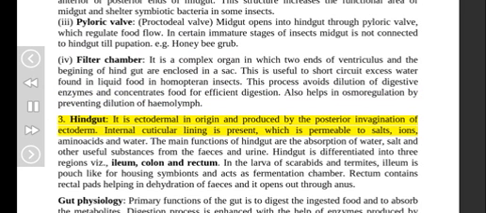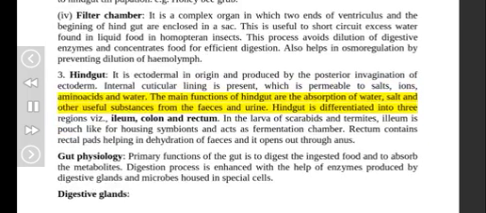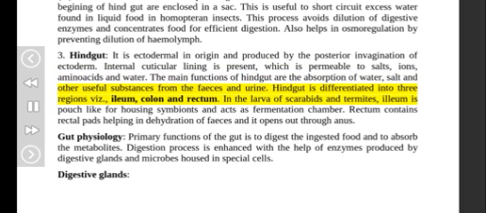3. Hindgut. It is ectodermal in origin and produced by the posterior invagination of ectoderm. Internal cuticular lining is present, which is permeable to salts, ions, amino acids and water. The main functions of the hindgut are the absorption of water, salt and other useful substances from the feces and urine. Hindgut is differentiated into 3 regions, viz., ileum, colon and rectum. In the larvae of scarabids and termites, the ileum is pouch-like for housing symbionts and acts as a fermentation chamber. Rectum contains rectal pads helping in dehydration of feces and it opens out through the anus.